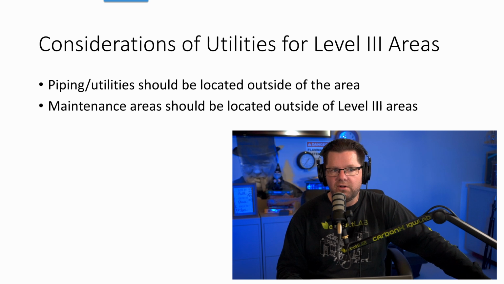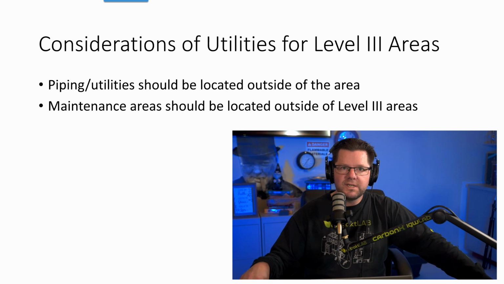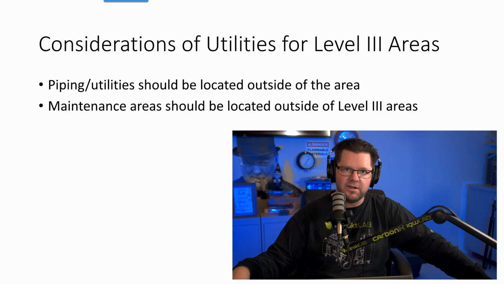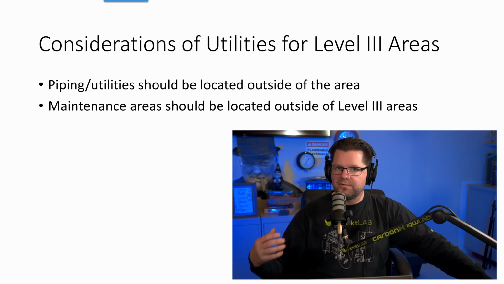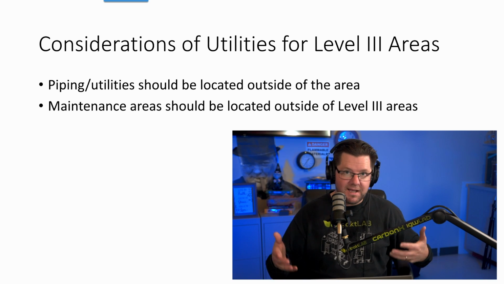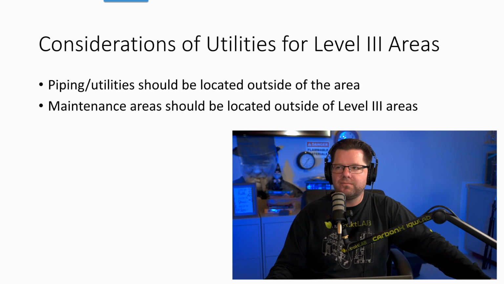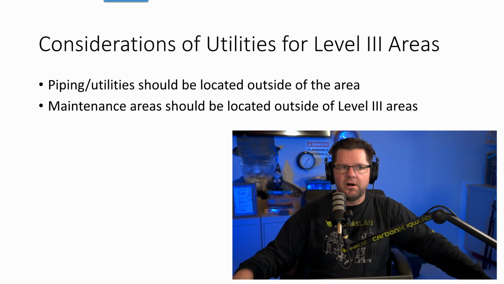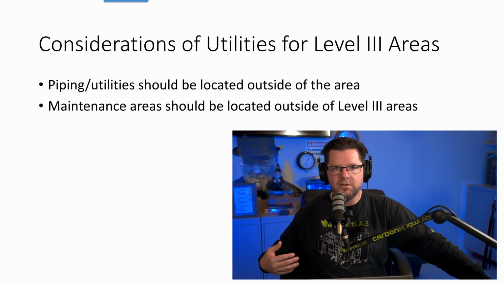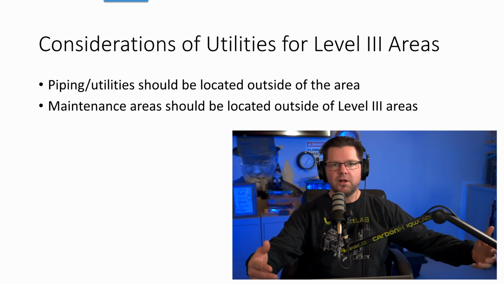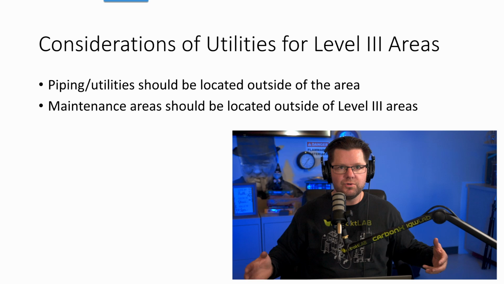Considerations of utilities for all level 3 areas. We talked a couple weeks ago, last week, and the week before last about the difference between level 1, level 2, and level 3 areas. The level 3 areas are the highest controlled areas. They have all of the surfaces specified, and they are typically highly controlled. They have certain gowning requirements. Typically you'll have material and personnel corridors that feed them from level 2 areas.